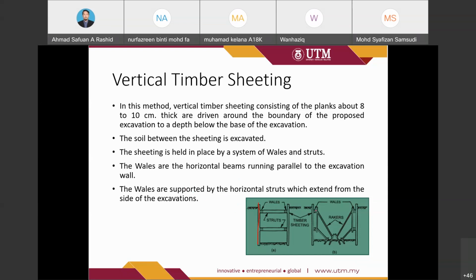and struts. So this is the wale. The wales are the horizontal beams running parallel to the excavation wall. If we look at the three-dimensional view, to support the sheeting, the wales are supported by horizontal struts. So this is the strut, which provides support to the wale.